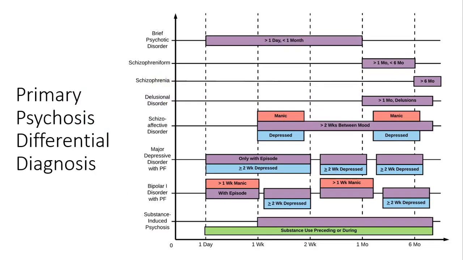This image summarizes the differential diagnosis for primary psychosis. Note that I have included substance-induced psychosis at the bottom, as this is included in the DSM. The key differentiating factor here is the presence of substance use preceding the onset of psychosis. For a more detailed discussion of substances that are implicated in psychosis, review the lecture emphasizing secondary psychosis.